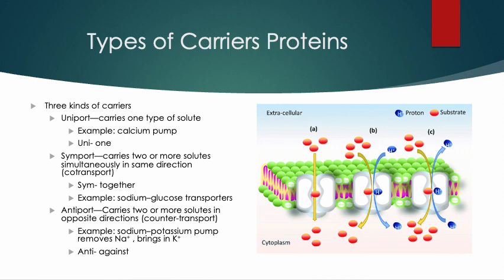And if you look at this picture, the furthest left one, A, is a uniport. You can see only one thing is going through in one direction. B is a symport. It's carrying two. It's carrying a substrate and this proton. They're going the same direction, but it is carrying two things. And then C is carrying two different things in different directions. So that would be antiport.